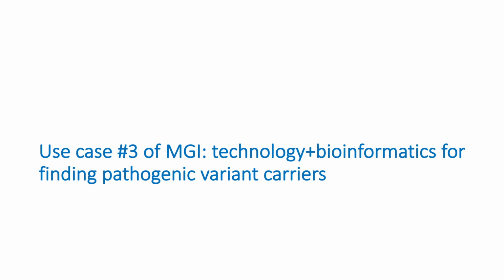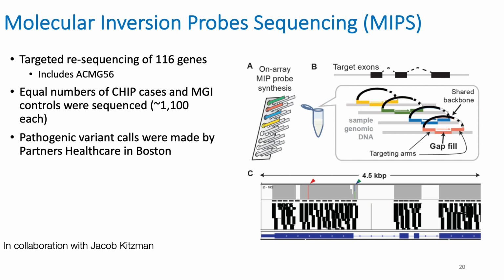Use case number 3. We used a new technology in-house through a collaboration with Jacob Kitzman to perform targeted sequencing. So in this case, rather than looking at all genes in a small number of people, we wanted to look at a smaller number of genes in many, many people. So we were piloting and trying to scale up a technology where we selected about 120 genes for targeted sequencing, and this technology is called MIPS, molecular inversion probe sequencing. It's basically like exome sequencing, but just for smaller numbers of genes, with the idea that it hopefully costs somewhere between $20 and $30 a sample.